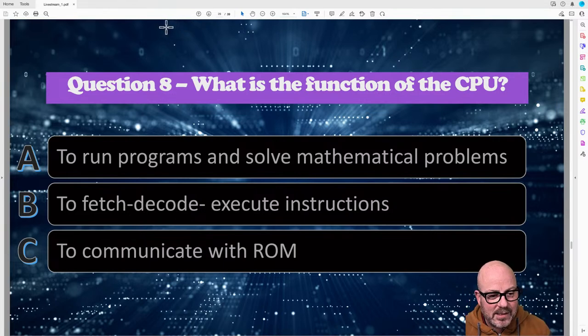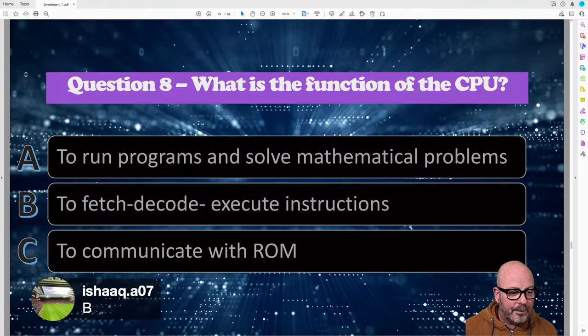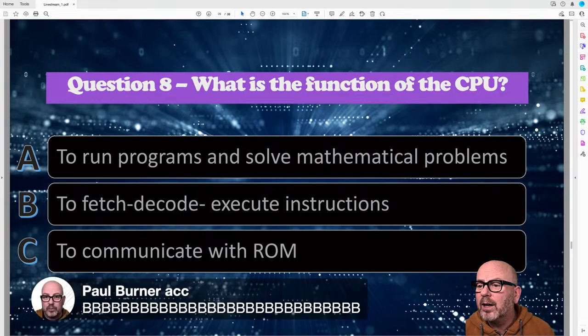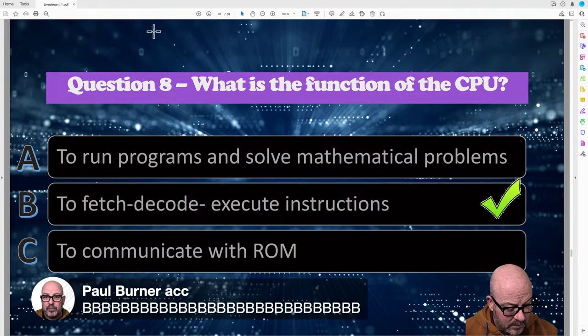It's all getting a bit tense. So what is the function of the CPU? Now, come on, guys. I am expecting a super quick answer here. B, says Ishak. B, says Jelly. Guys, you're right. B, says Pablo. That is outstanding. Paul Berner says B quite a lot of times. That's quite impressive. It's a lot of Bs. So you are all absolutely superstars.